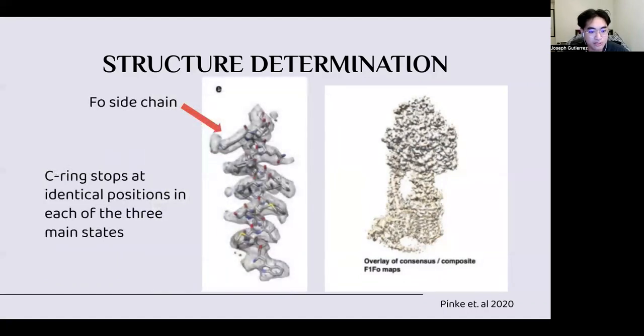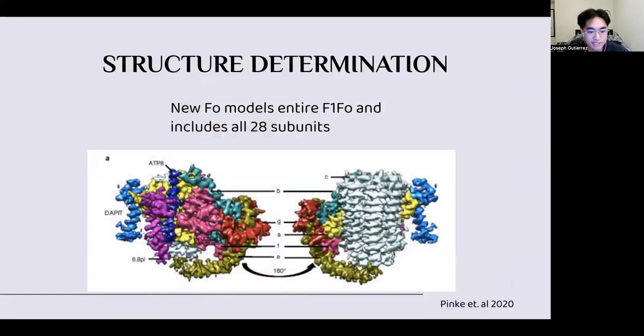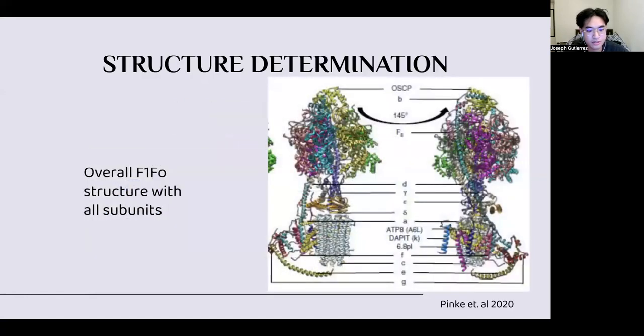This map was well resolved at the side chain level in all F0 areas, signifying that during rotation, the stator does not change conformation, while the C-ring stops at identical positions in each of the 3 main states. The most substantial improvements in the F1 F0 model were in the F0 region. The previous porcine model carried many errors, including misplacing the 6.8 pi subunit and misassigning helices containing subunits D, G, and E, which were also misbuilt as polyalanine. The new F0 model, which was used with existing F1 models, modeled the entire F1 F0 and included all 28 subunits. This is the structure of the F1 with all the subunits.